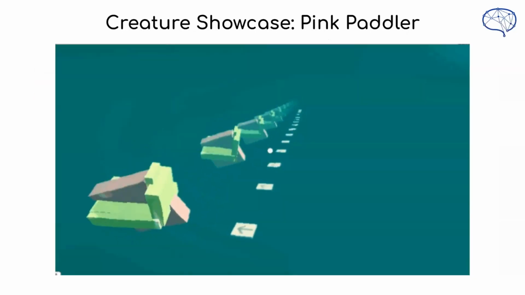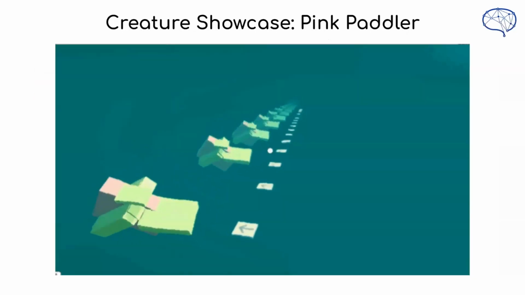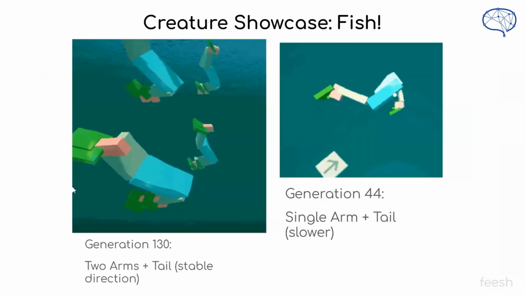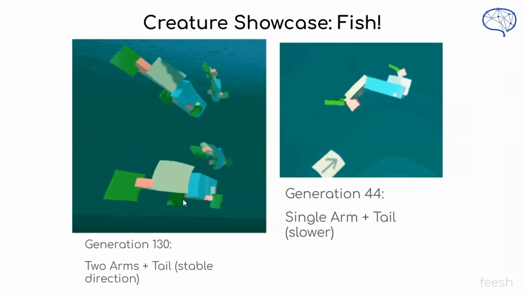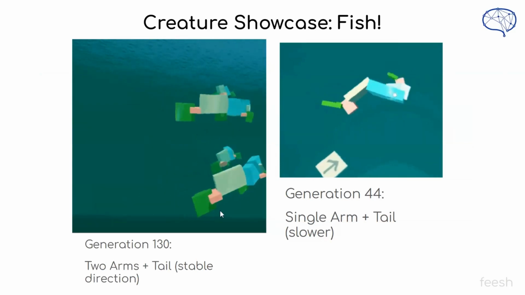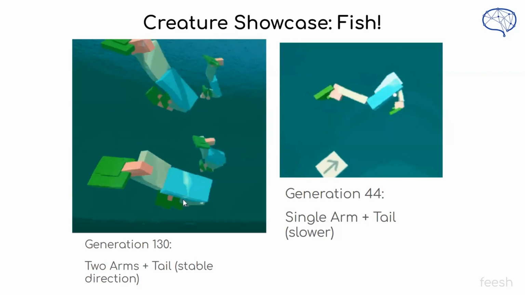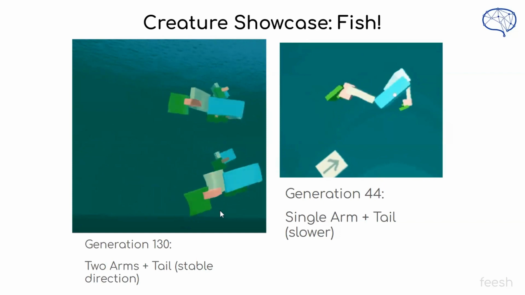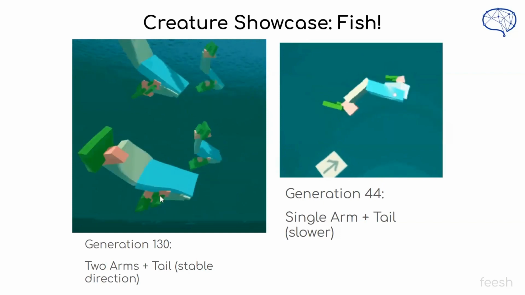And here is a showcase of the pink paddle creature with the one body, 2 paddle design. And here is a fish creature which has a similar design, but the body has multiple segments which make it move in a sine wave-like motion. Both the pink paddler and the fish have the periodic time asymmetric movement, which is good.